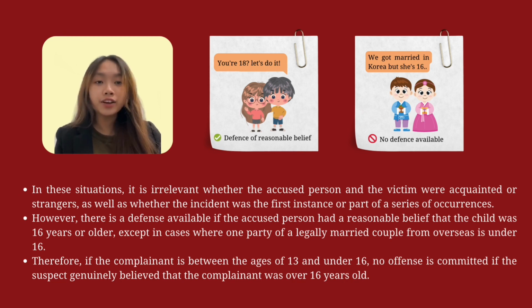However, there is a defence available if the accused person had a reasonable belief that the child was 16 years or older, except in cases where one party of a legally married couple from overseas is under 16. Therefore, if the complainant is between the ages of 13 and under 16, no offence is committed if the suspect genuinely believed that the complainant was over 16 years old.